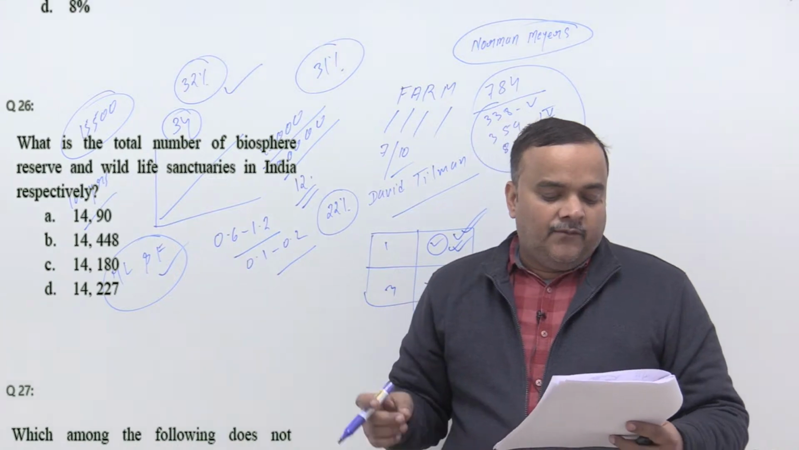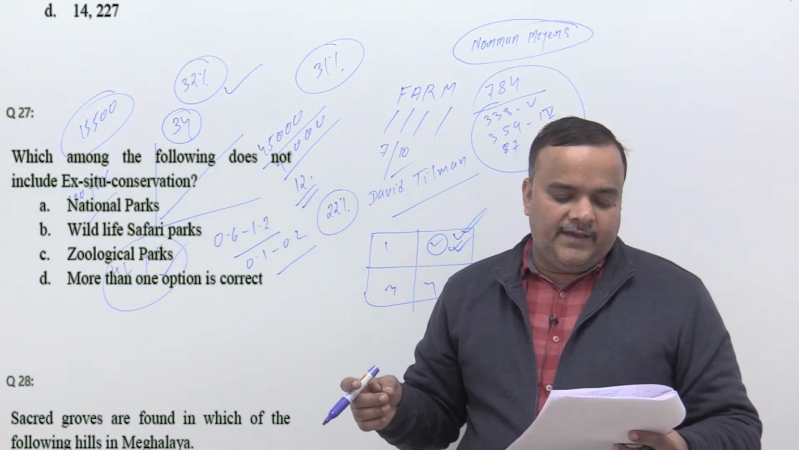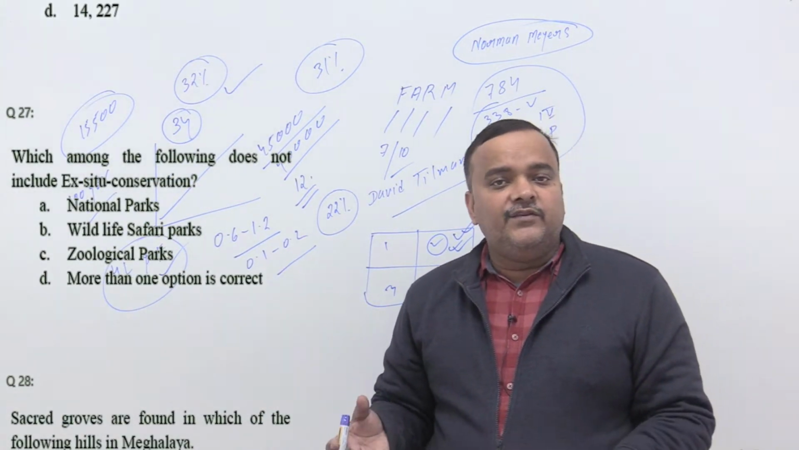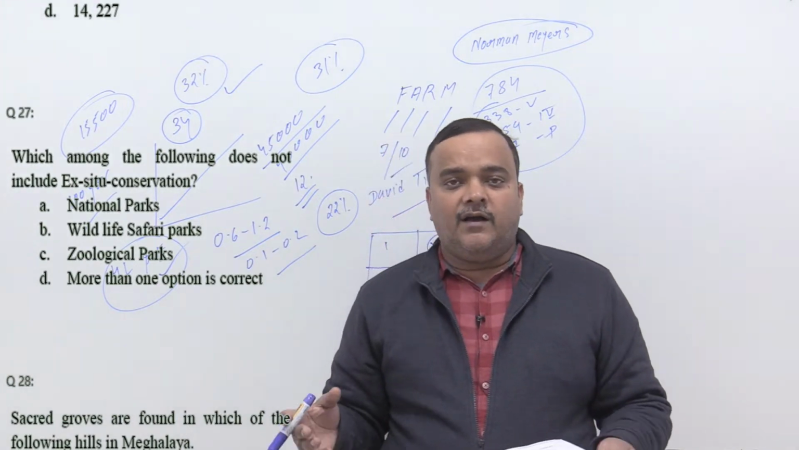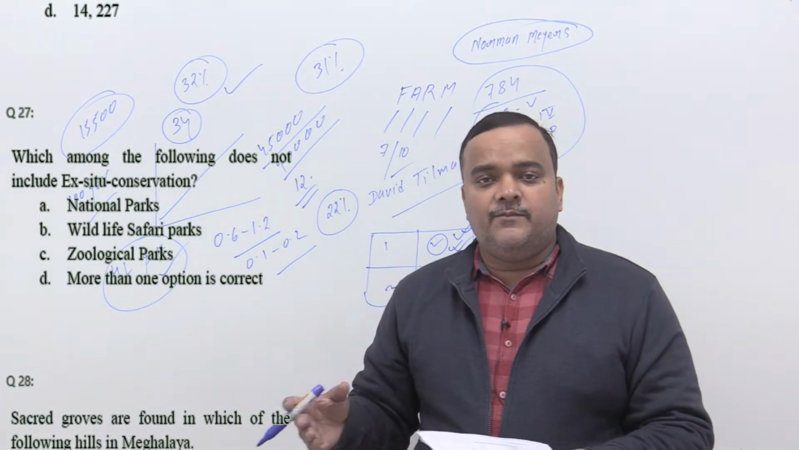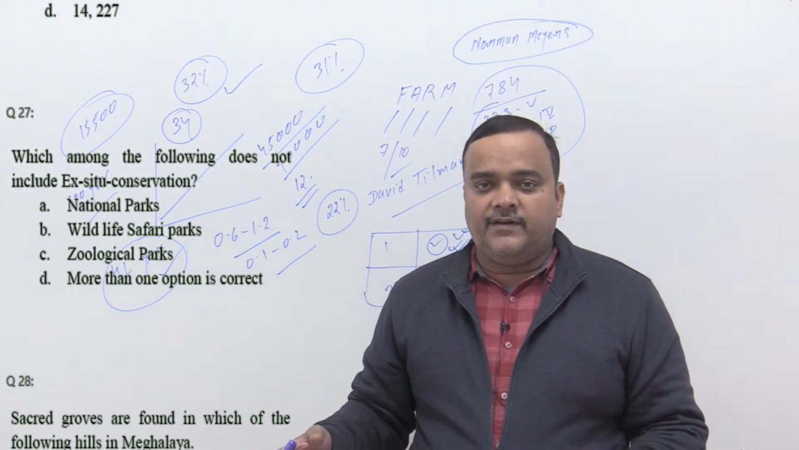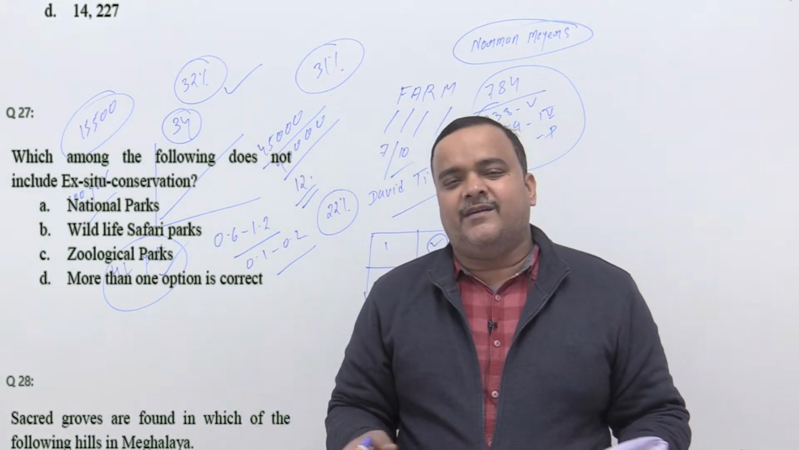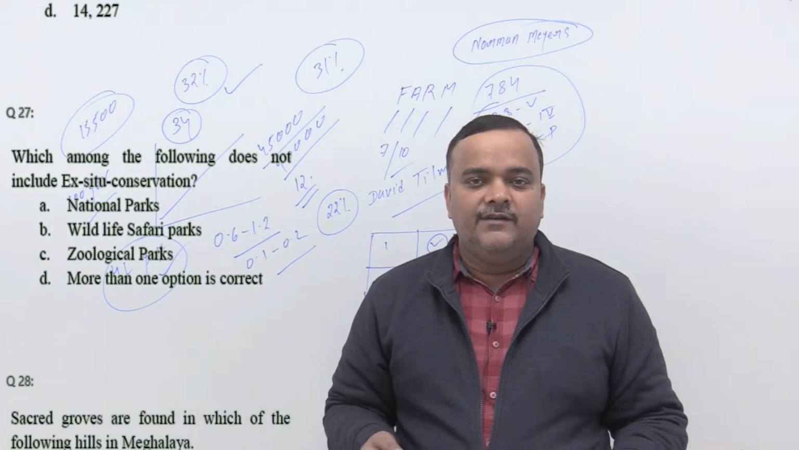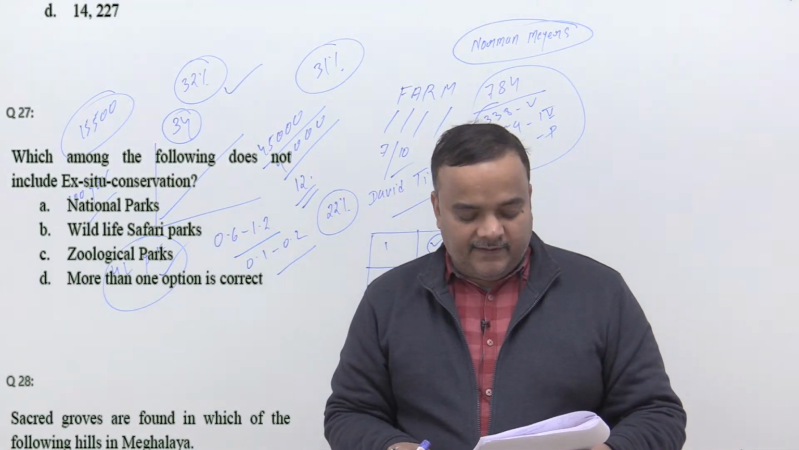Next question. Which among the following does not include ex-situ conservation? Ex-situ conservation means when you conserve something away from its original habitat, like botanical garden, zoological park, germplasm conservation, wildlife safari, etc. Let's see the choices. National park, it is in-situ conservation. So this choice is not correct. The answer will be first, that is national park.